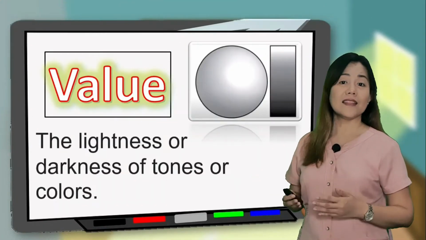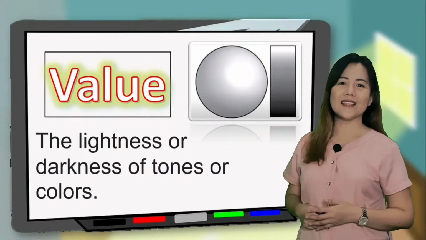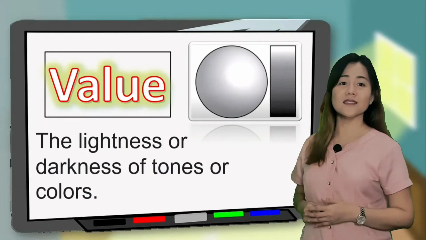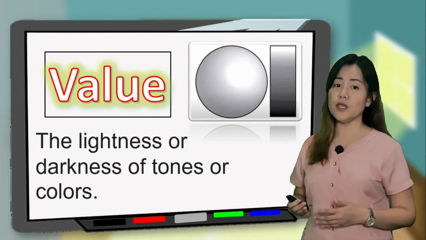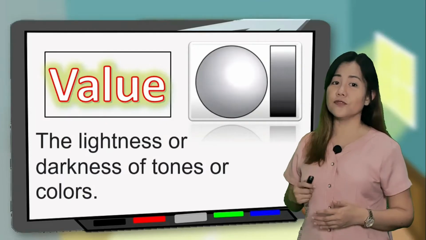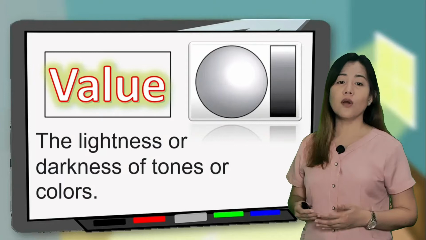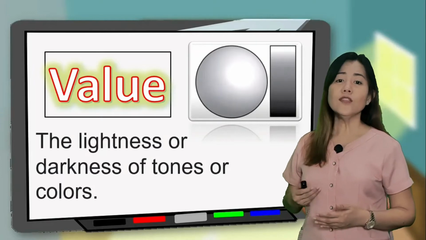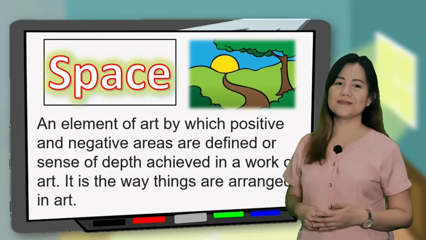Value, the lightness or darkness of tones or colors. White is the lightest value, black is the darkest. The value halfway between these extremes is called middle gray. It is the range of dark to light. When you add black to a color, it's called a shade. When you add white, it's called a tint.